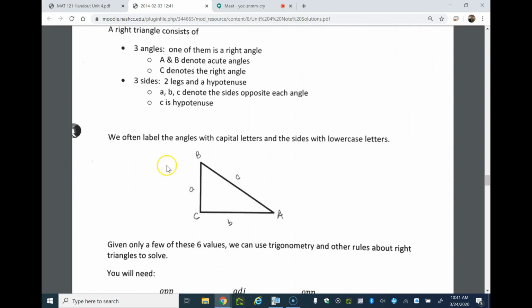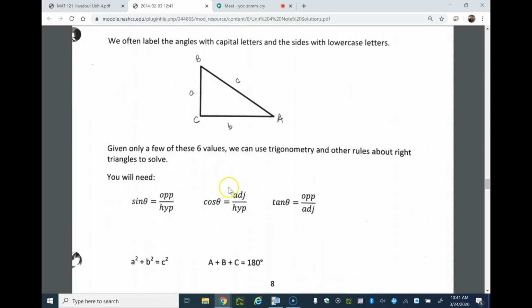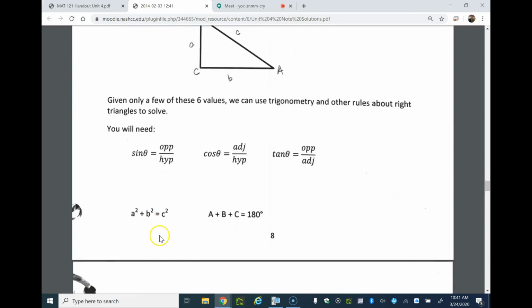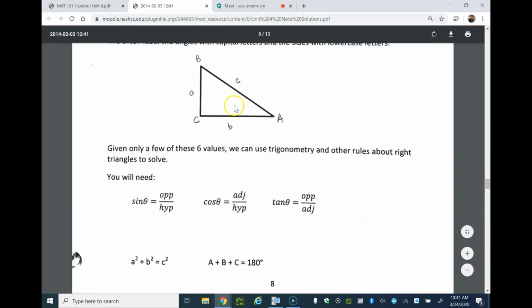The right angles here, again, we're going to be using a combination of the SOHCAHTOA and a combination of the Pythagorean theorem. And if you remember, all the angles inside of a triangle equal 180 degrees.